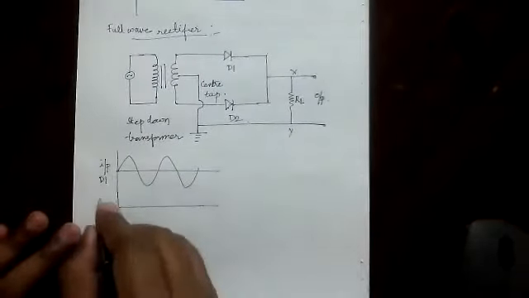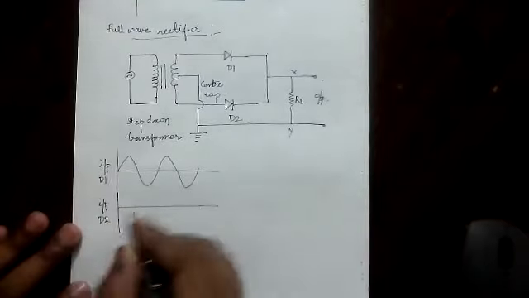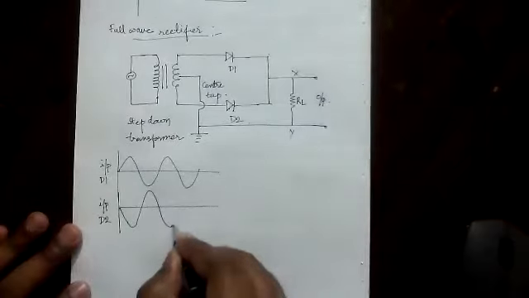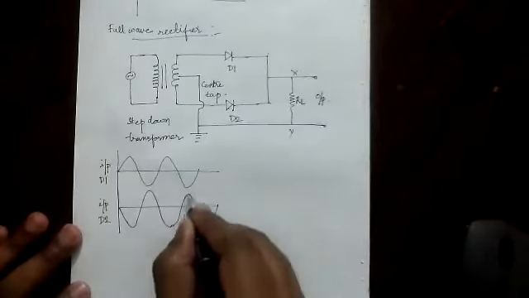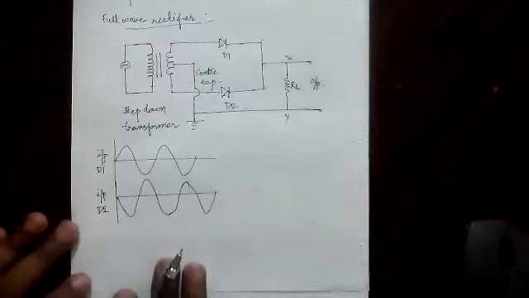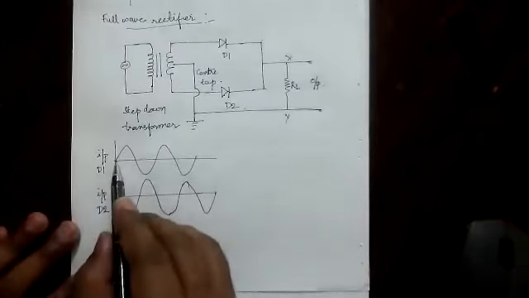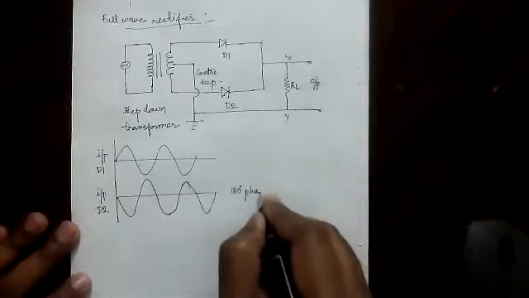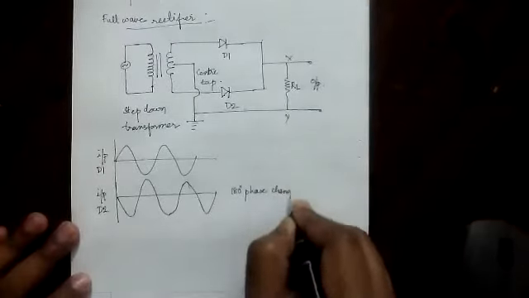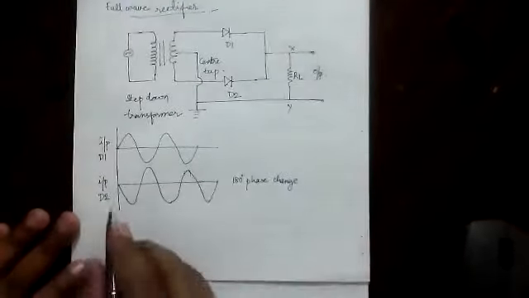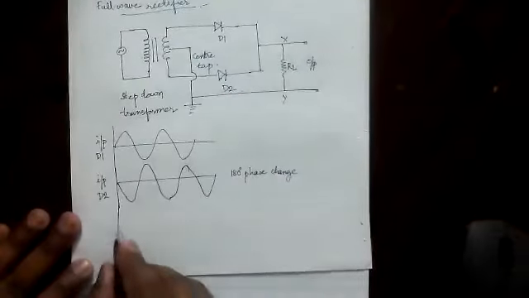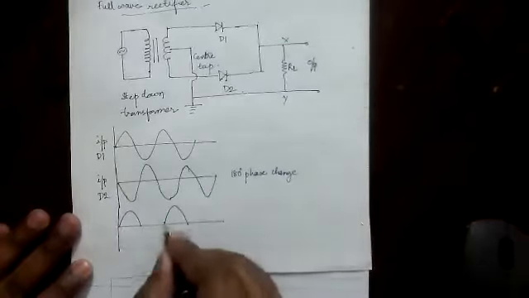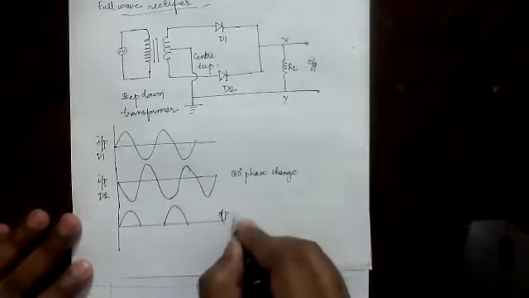So the input to D1, the phase is changed by 180 degrees and given to the diode. See, when this goes in this way, this is a 180-degree phase change. This type of signal is given to D2. Now what is the output of D1? If you see carefully, the output of D1 is only this much. This is the output of D1.